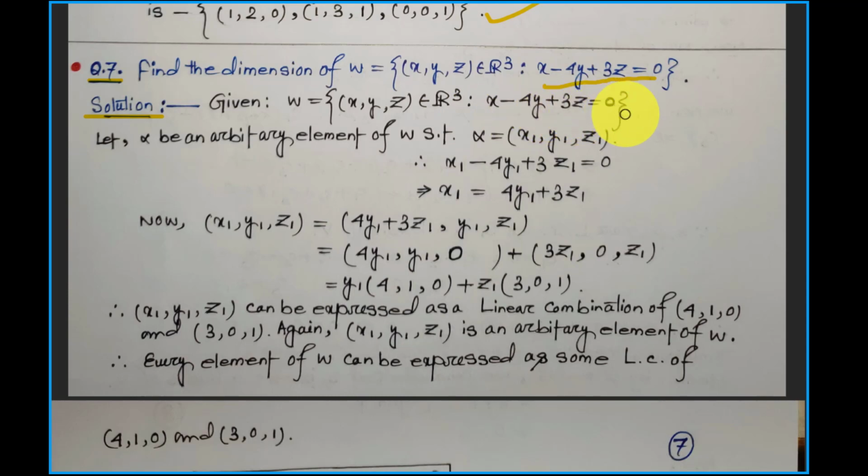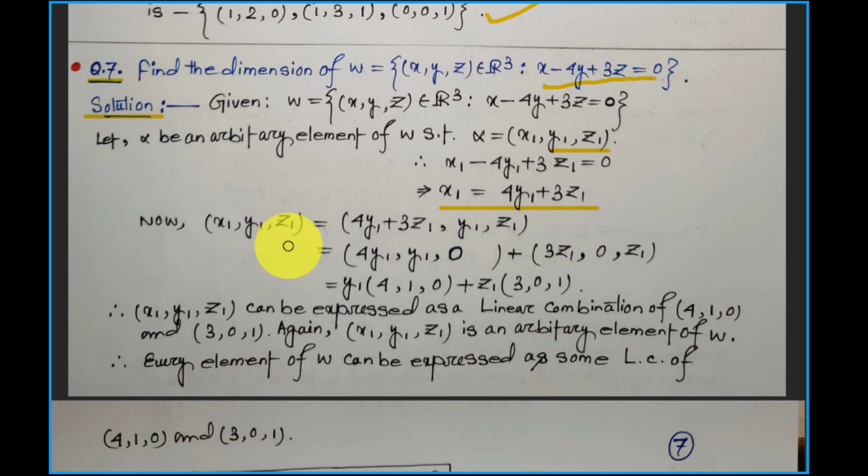Let alpha be any arbitrary element of W, and let alpha equal (x1, y1, z1). Since alpha belongs to W, alpha should satisfy the condition of W. Here the condition is x minus 4y plus 3z equals 0. So we can write x1 minus 4y1 plus 3z1 equals 0, or x1 equals 4y1 plus 3z1. This is quite interesting.